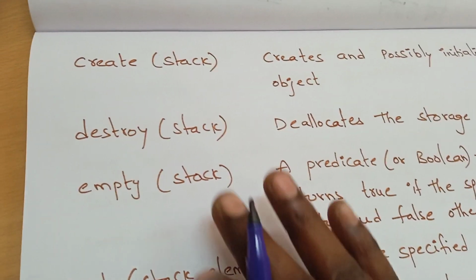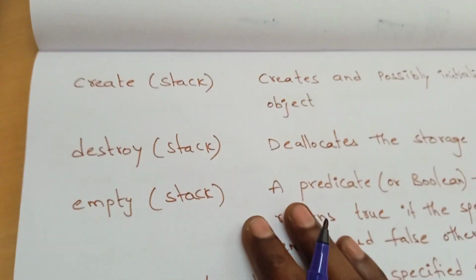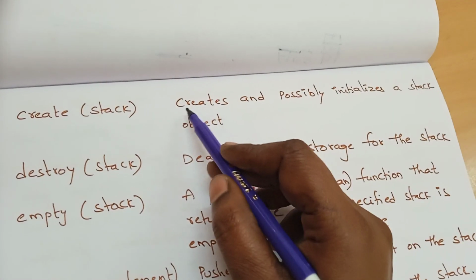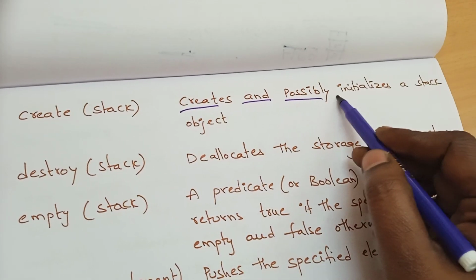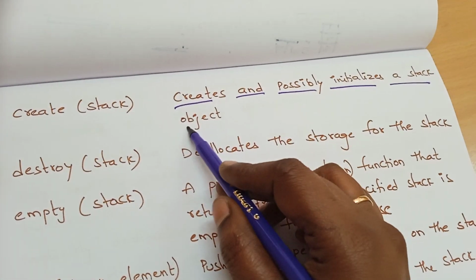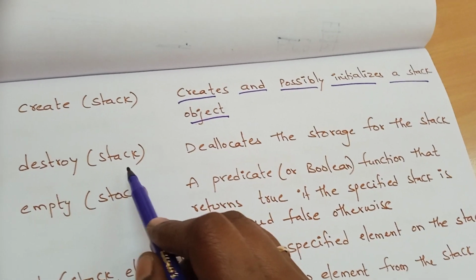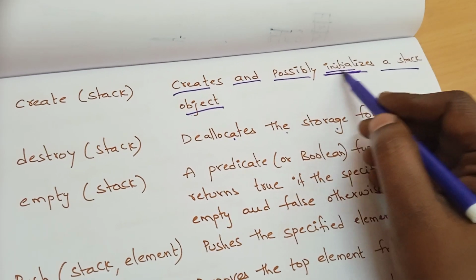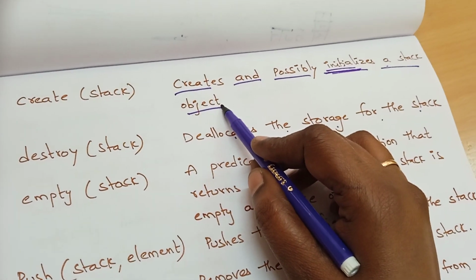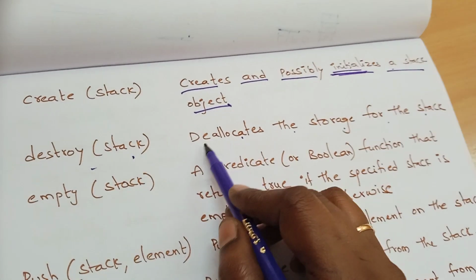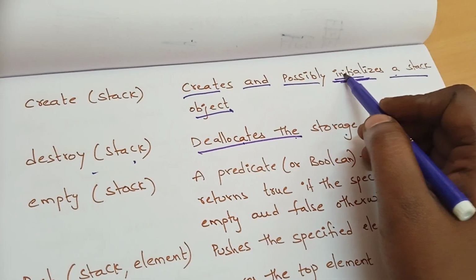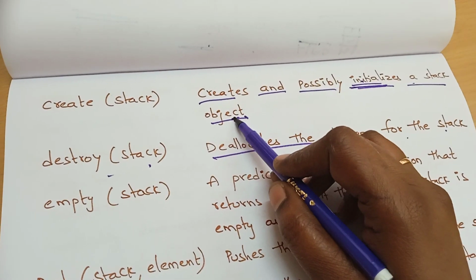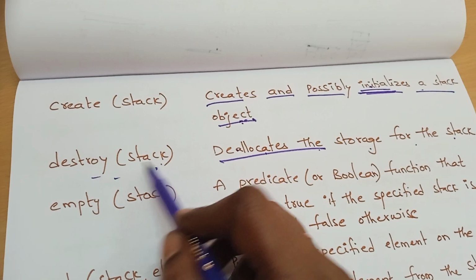Now these make up the stack ADT. Create stack: what is the description? It creates and possibly initializes a stack object. Destroy stack will deallocate the storage for the stack. When you initialize a stack object, memory is created. Destroy stack will deallocate the memory which was created for this object.